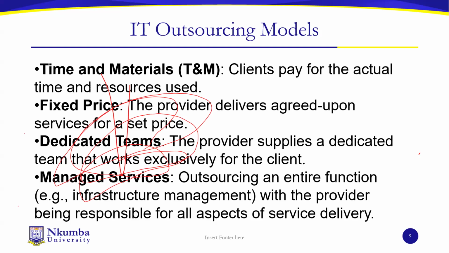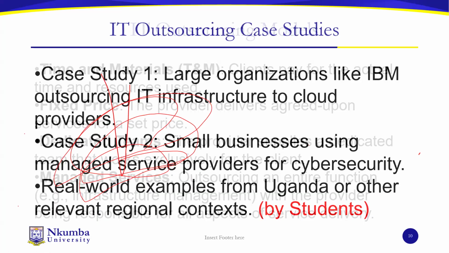Then IT outsourcing models, we have time and materials. So sometimes clients pay for the actual time and resources. People are going to pay per hour, or pay for the resources. Then we have also fixed price. You may say that we are doing this job for this price. Whether we spend 2 years or 3 years or 1 month or 1 week, we need this price. Then we have dedicated teams and managed services. I'll give you this handout. You can go further over the internet and search these things.